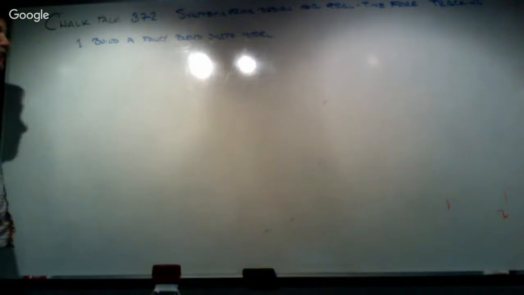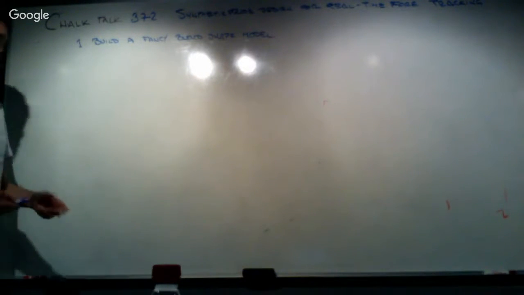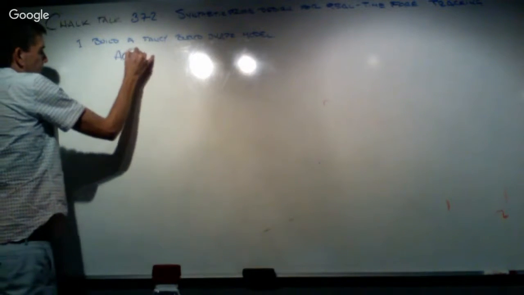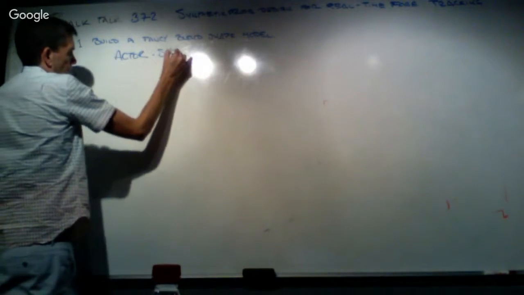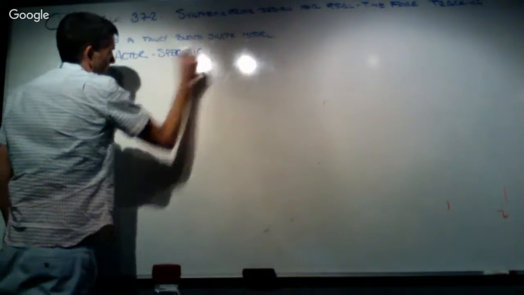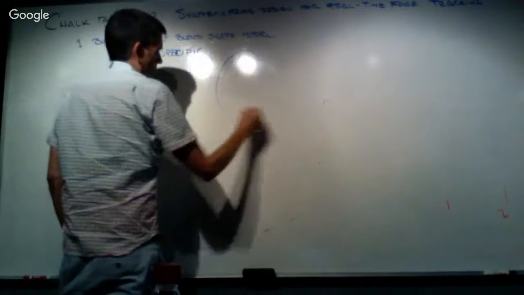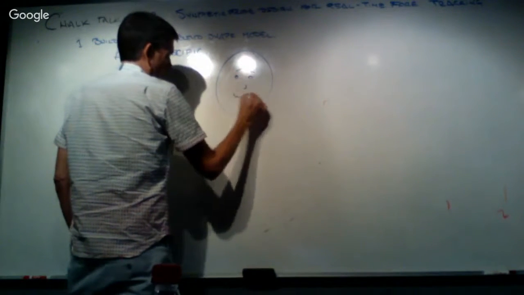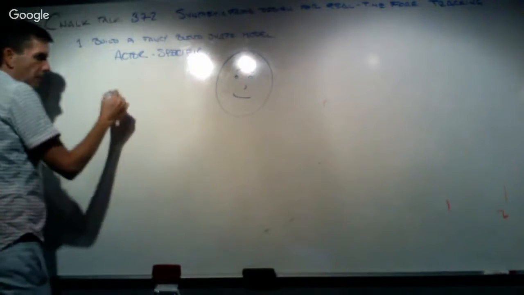Build a fancy blend shape model that represents the character. And this is actor specific. So what we're going to get is a blend shape model of our actor. And remember how that stuff works.